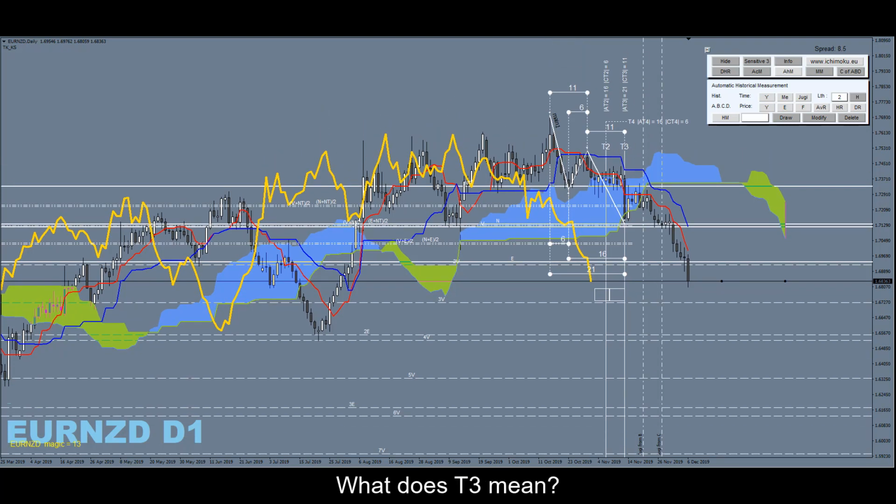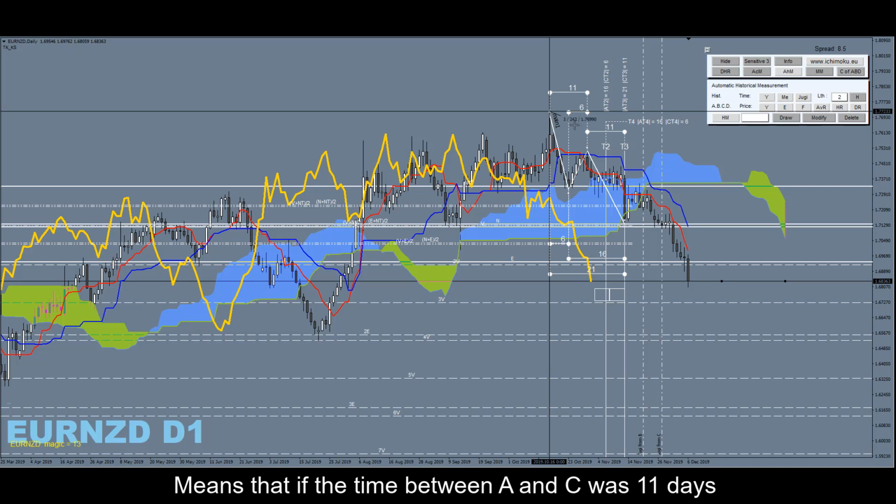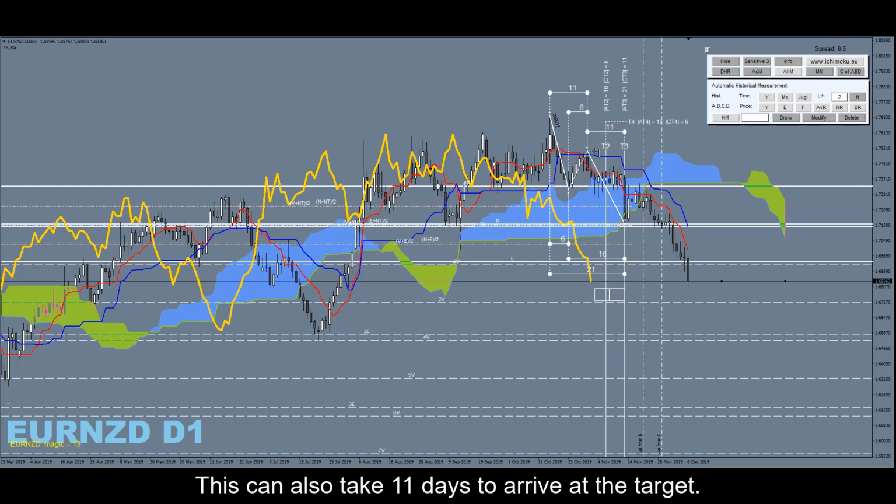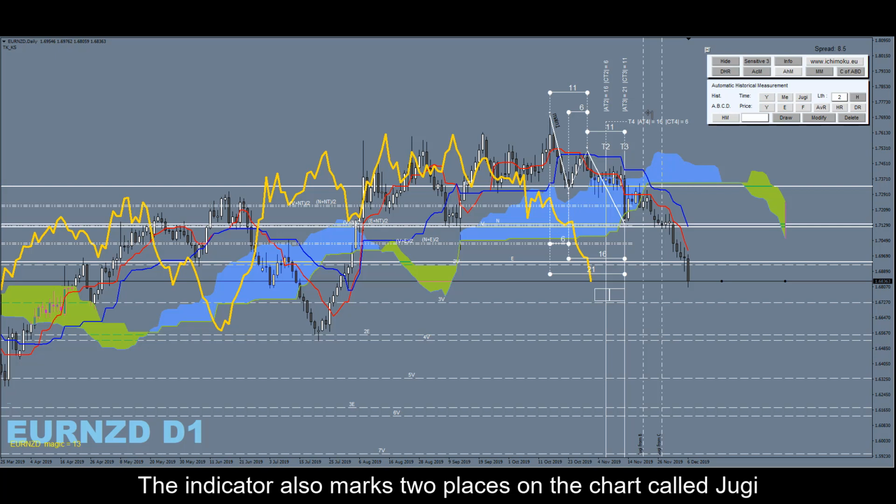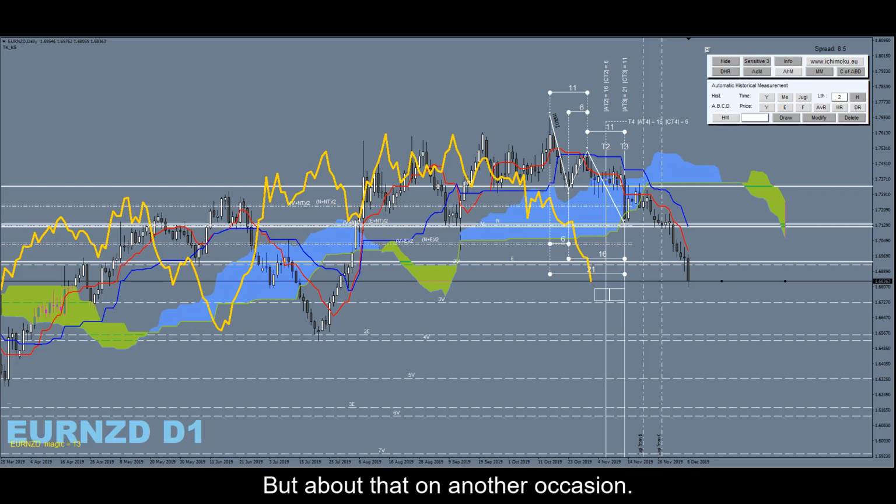What does T3 mean? It means that if the time between A and C was 11 days, it can also take 11 days to arrive at the target. The indicator also marks two places on the chart called UG. But about that, on another occasion.